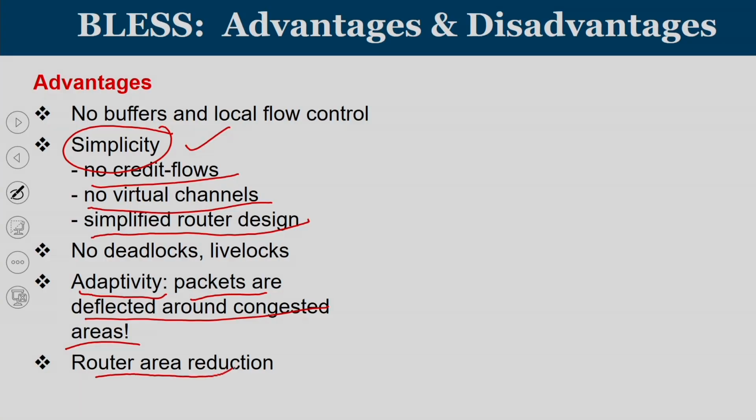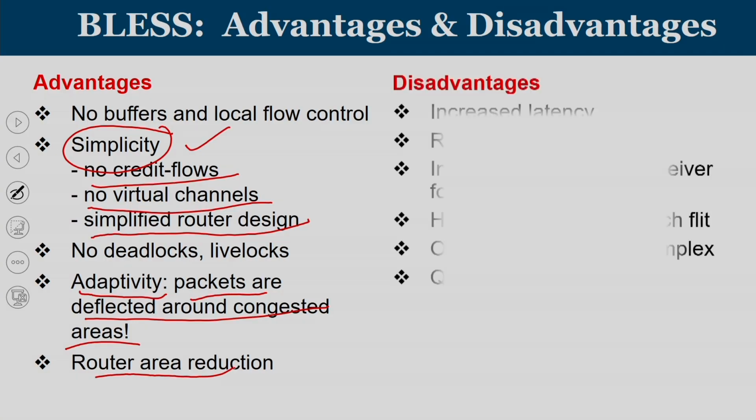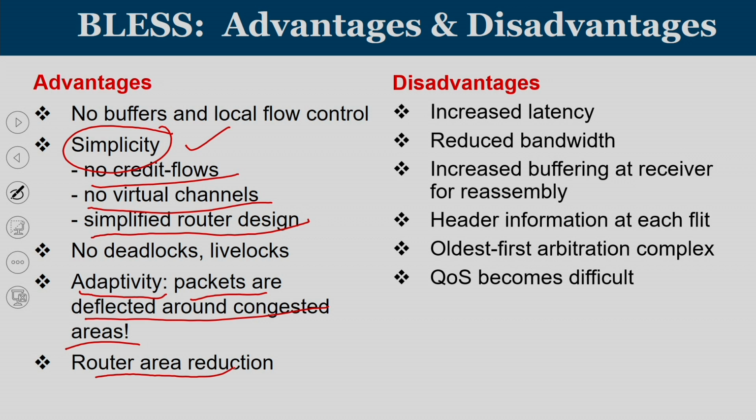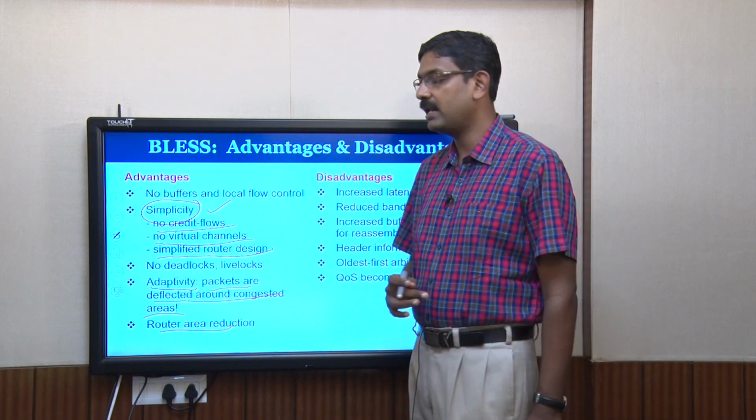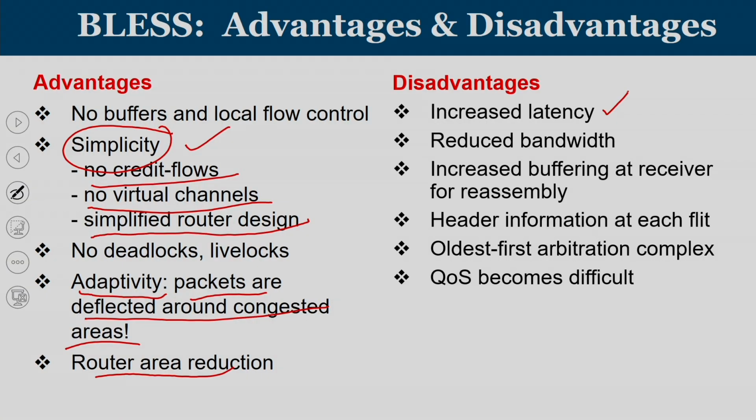And surely, since we are getting rid of buffers, the router's area is being reduced. Nothing we are going to gain without sacrificing something. So let us try to see what are the disadvantages. One is surely the packets are going to have a slightly higher average packet latency. This is because sometimes a packet may have to get deflected, so they will take more hops to reach the destination. So then the latency of the packet is going to increase.